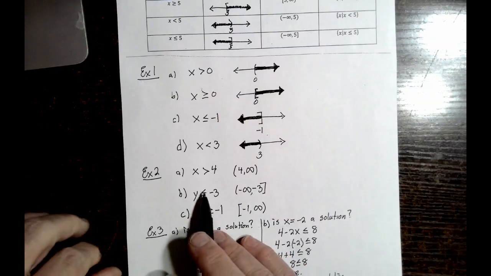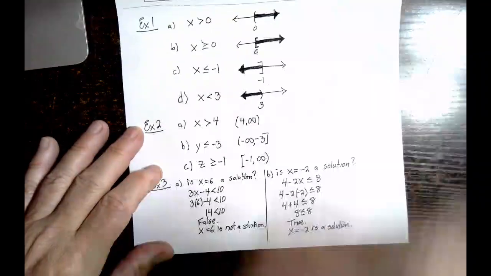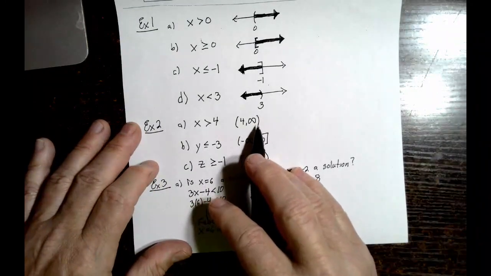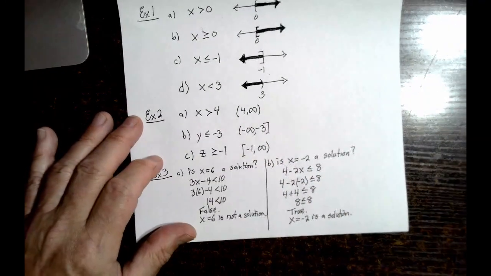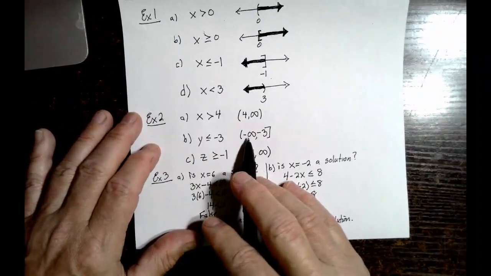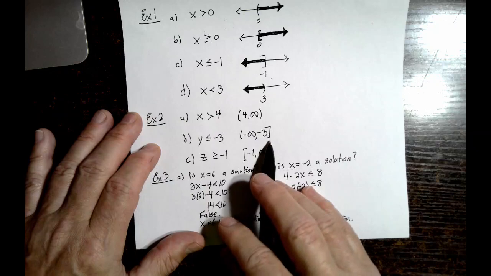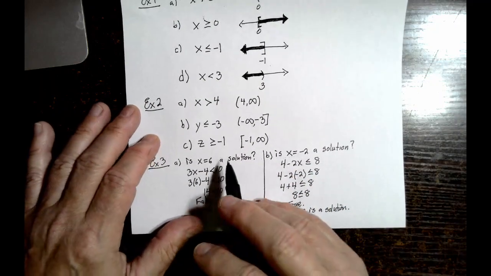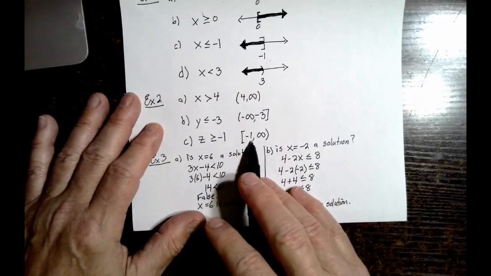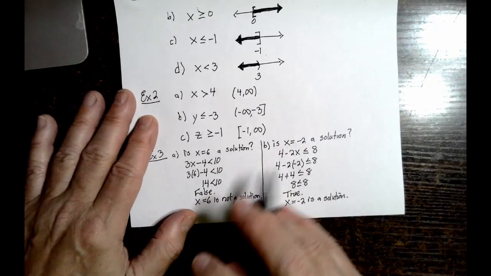And example 2 asks you to write it as an interval notation. So greater than 4 is parenthesis 4 to infinity parenthesis. Okay, and y is less than or equal to -3. That means from minus infinity to -3 with a bracket on the -3 and a parenthesis on the minus infinity. And then greater than or equal to -1, that's a bracket at -1, infinity and parenthesis.